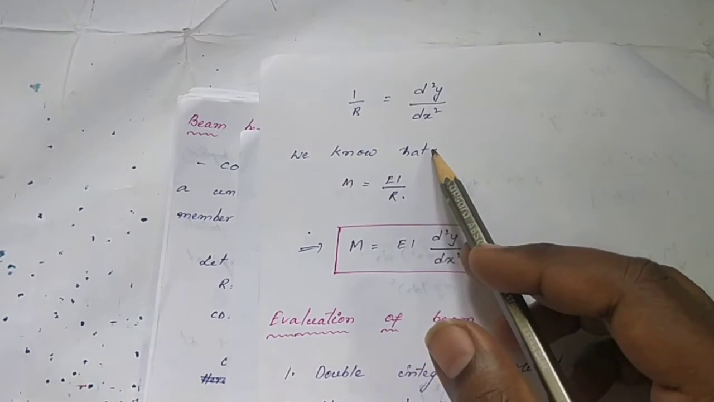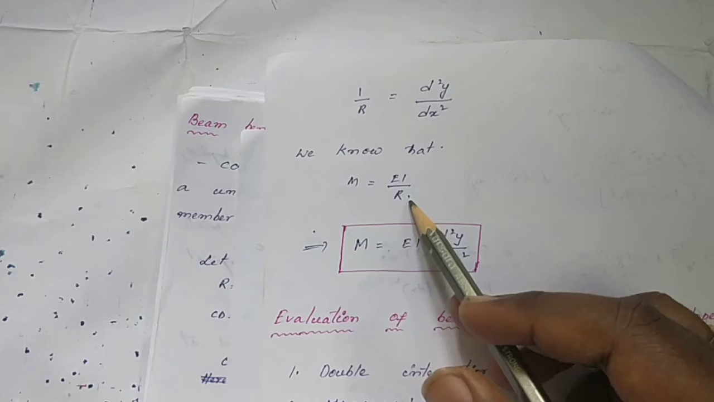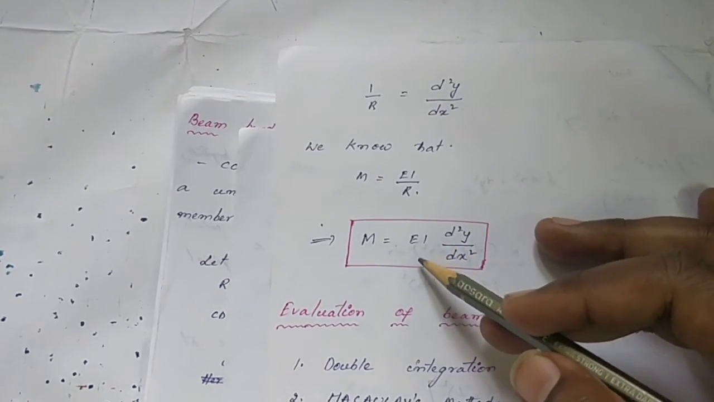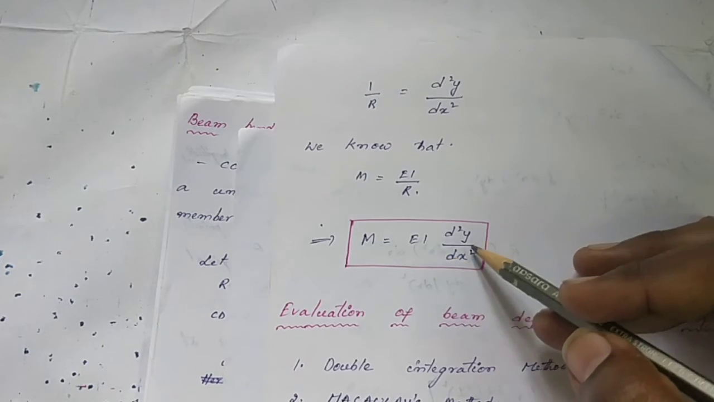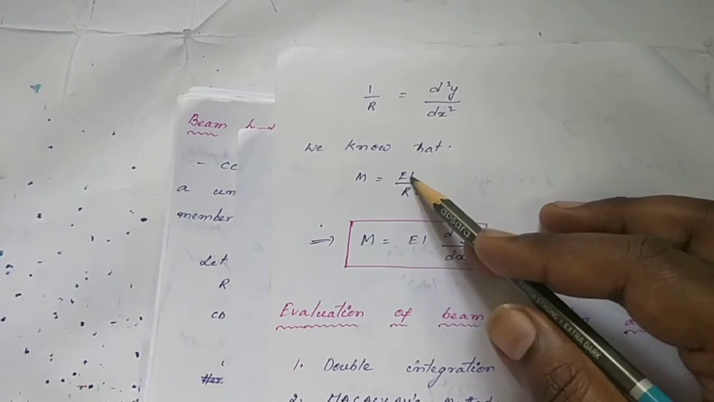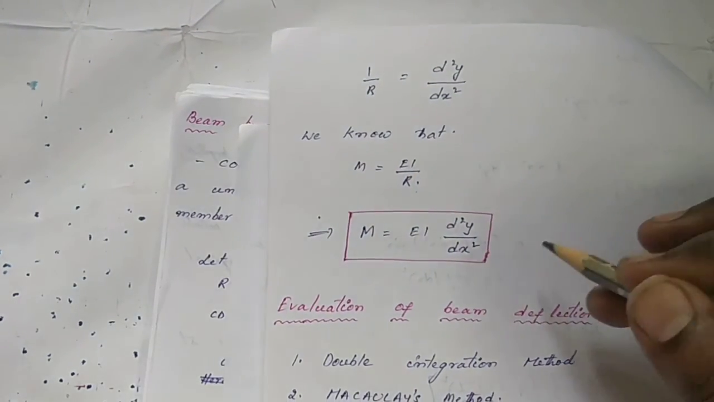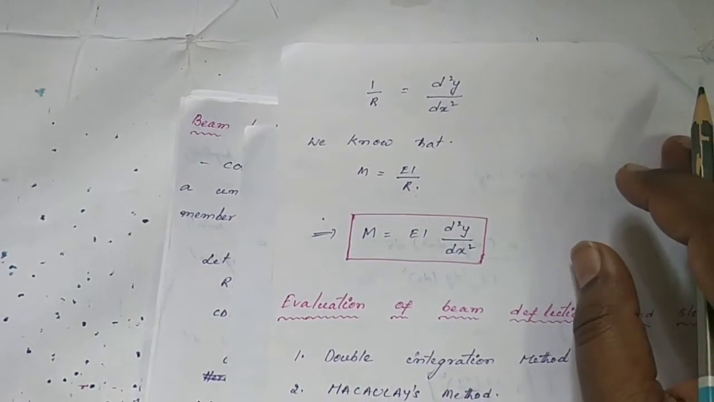We know that M equals EI by r, so M equals EI into d square y by dx square. In place of 1 by r we write d square y by dx square. It is the formula for bending moment.